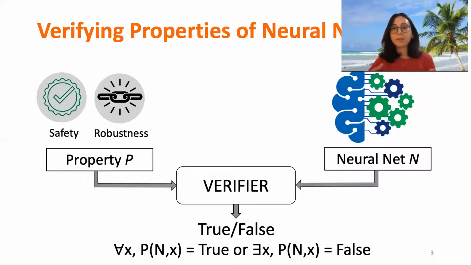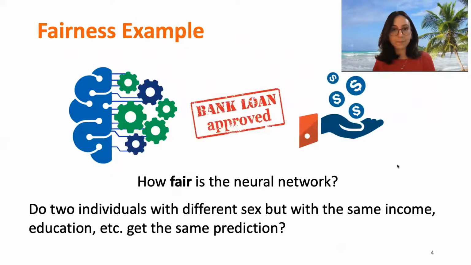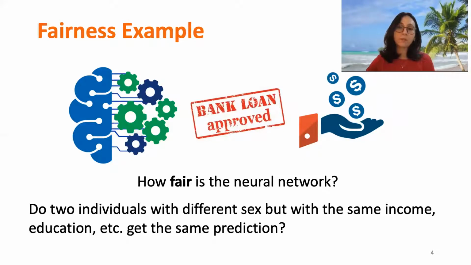However, this may not be the case for all kinds of properties. So let's look at the fairness property. Say we have a neural network that predicts whether an individual is eligible for a bank loan. While there are countless definitions of fairness, here we will be looking at individual fairness, where similar people will have similar outcomes with respect to a classification problem. In particular, the question that we ask is whether two individuals with different sex but same income, education, etc. get the same prediction. Here we can have other kinds of sensitive features like race or nationality, etc.